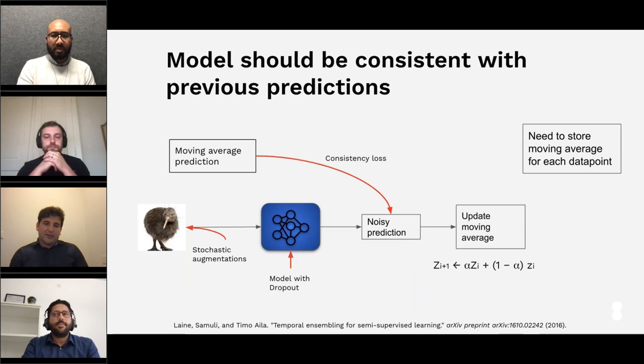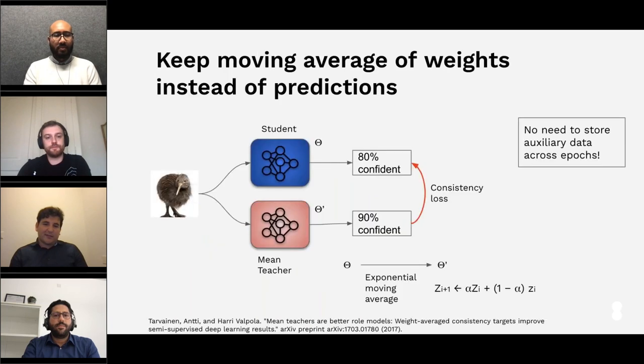Another approach is to say that, again, we obviously don't know the label of the image, but the model should be consistent with its previous predictions. So we can add some augmentations to the image, and we can add some noise to the model through dropout. Then we have a consistency loss with the moving average of the predictions across training. The disadvantage here is that we need to store these moving average predictions during training. So there's another approach, which is on the next slide.